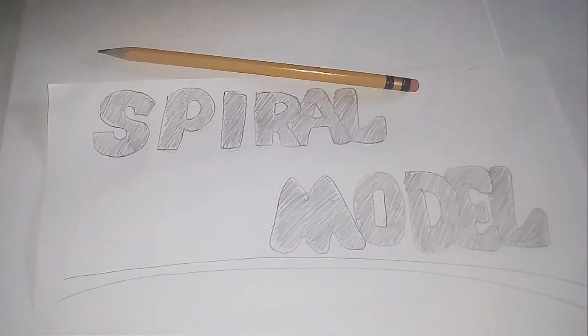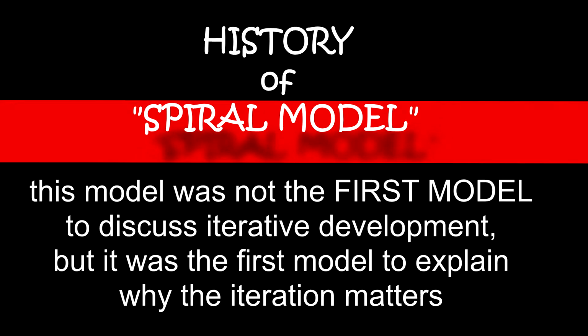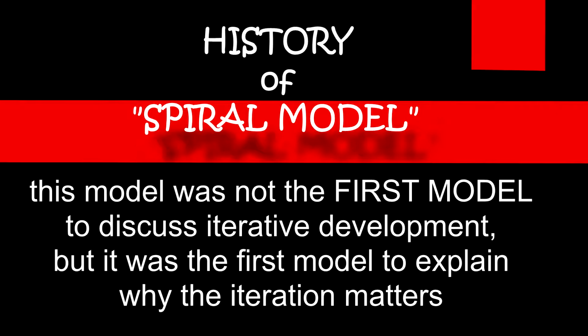In this tutorial, I'm going to discuss the spiral model. But before that, I'm going to show what is the history of the spiral model. The spiral model was defined by Barry Boehm in his 1998 article. This model was not the first model to discuss iterative development, but it was the first model to explain why the iteration matters.